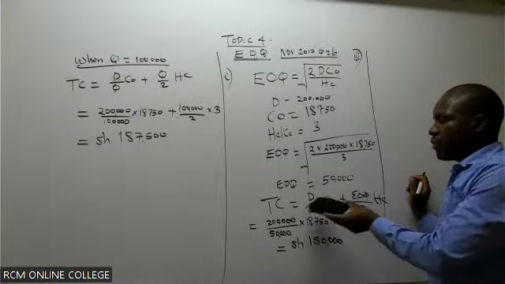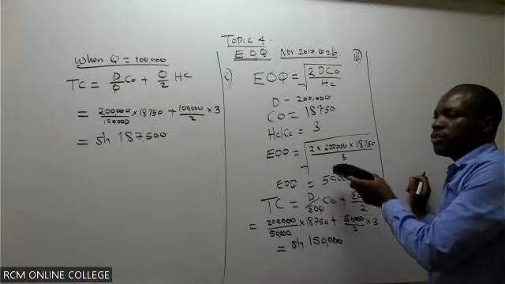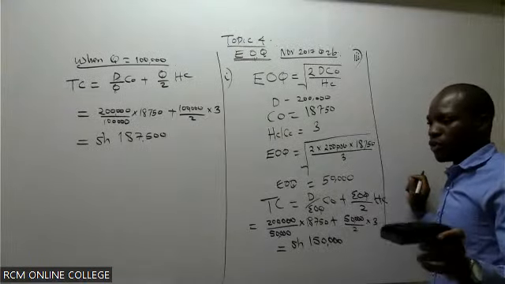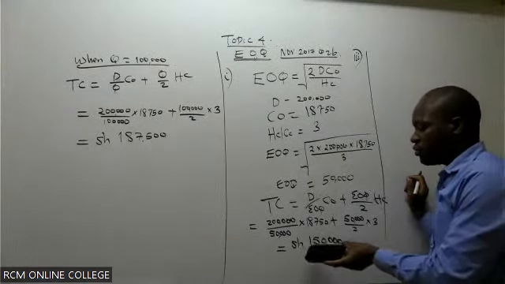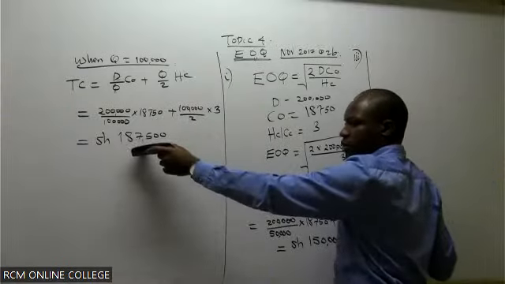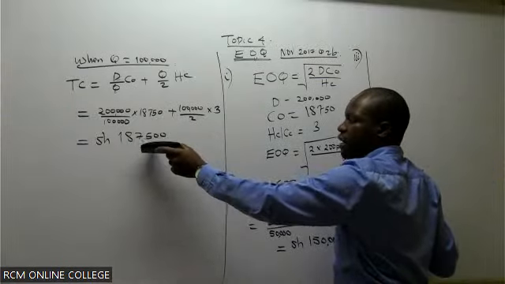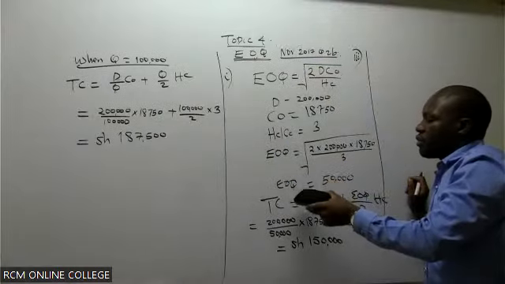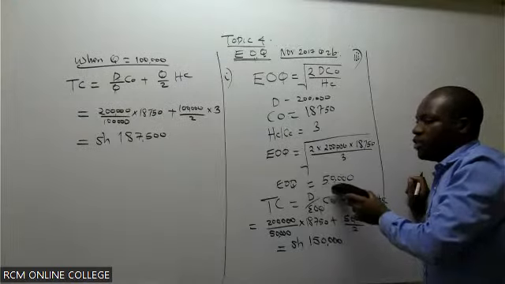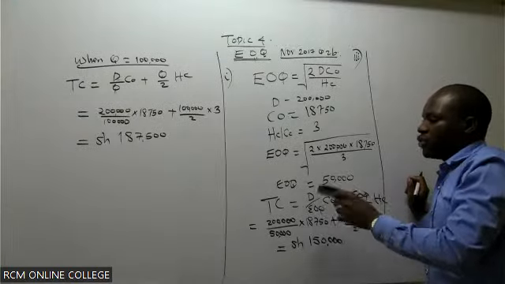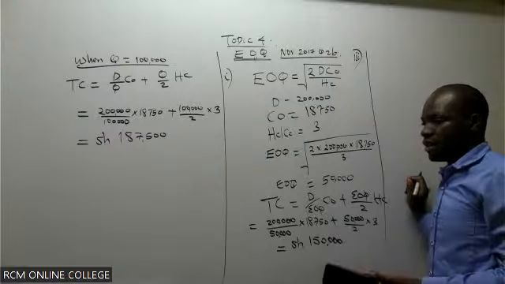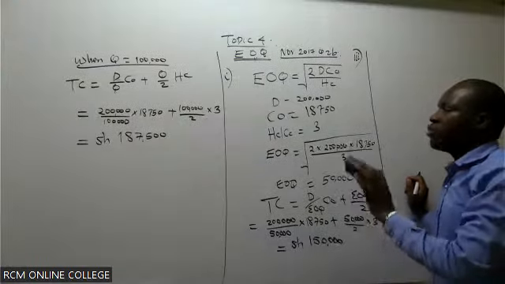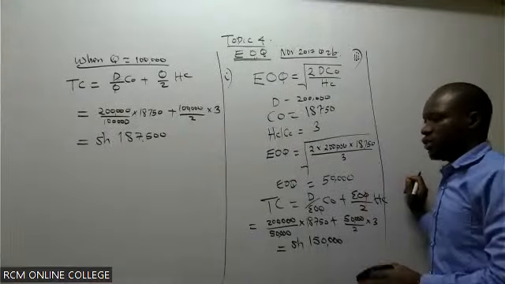They're supposed to order 50,000 units, because by ordering 50,000 units, they are going to save on cost. By how much? The difference between this and this, that is 37,500. So the company should order 50,000 units so that they are able to save a total of 37,500. That's what you are required to do in this particular question.